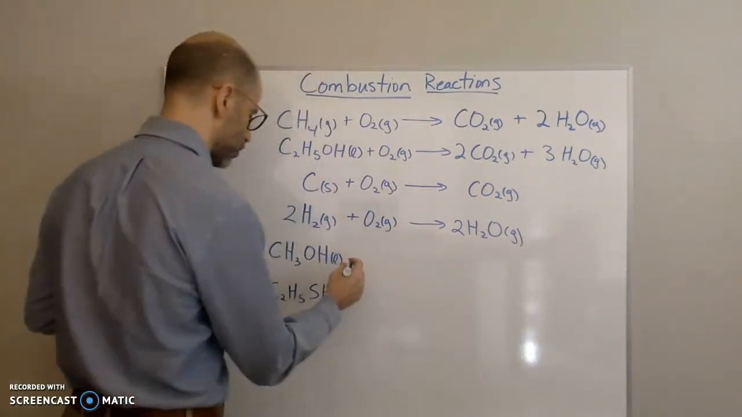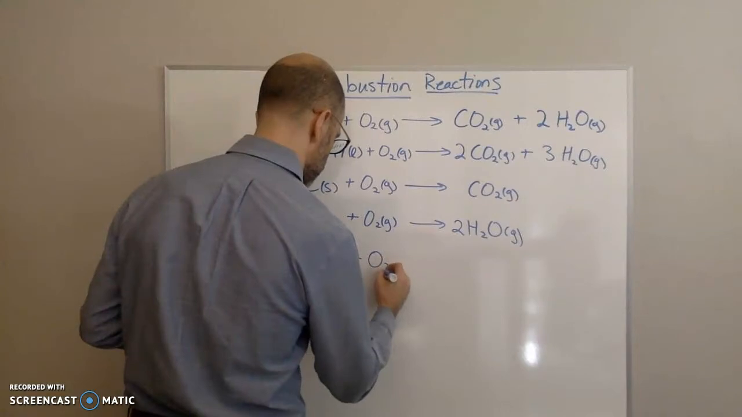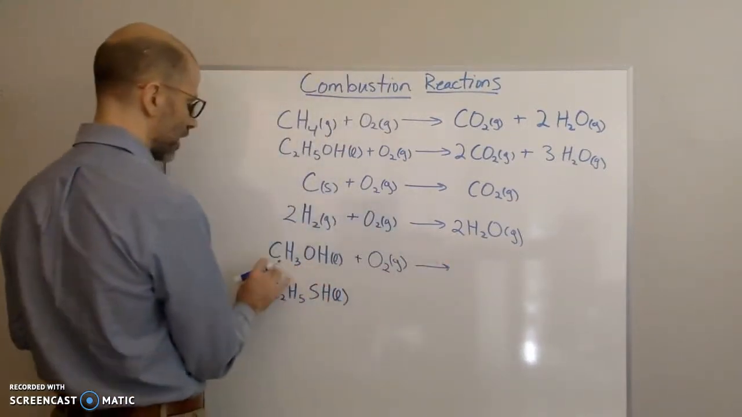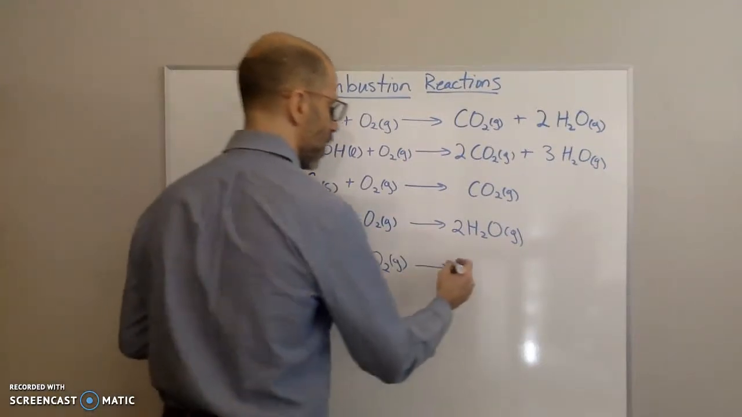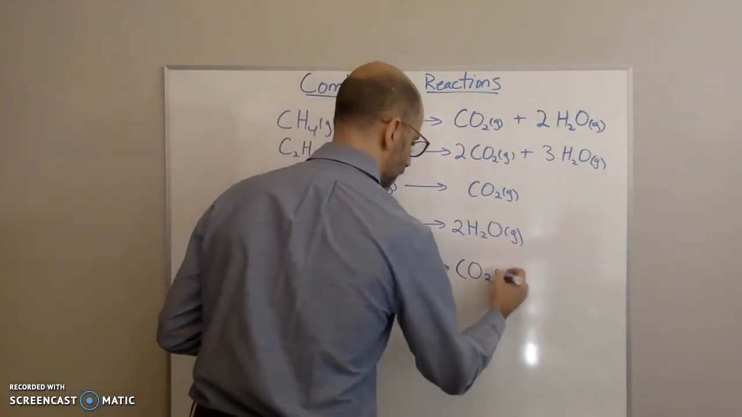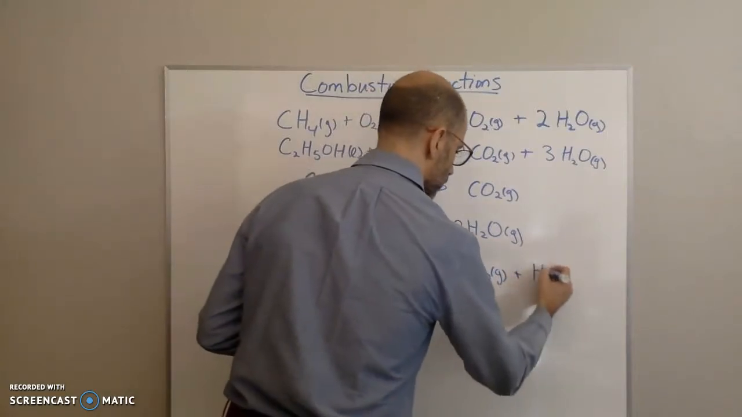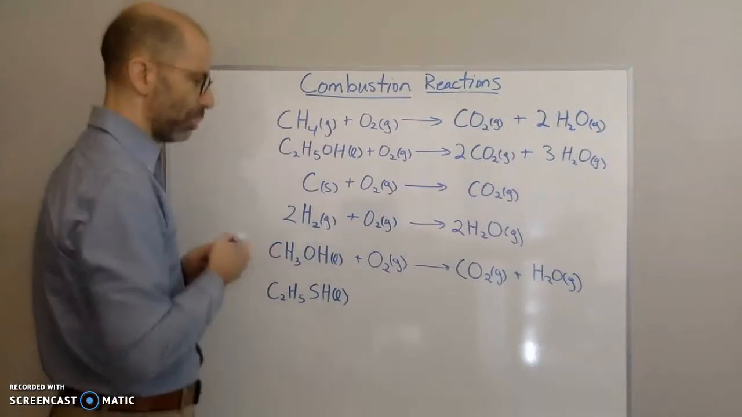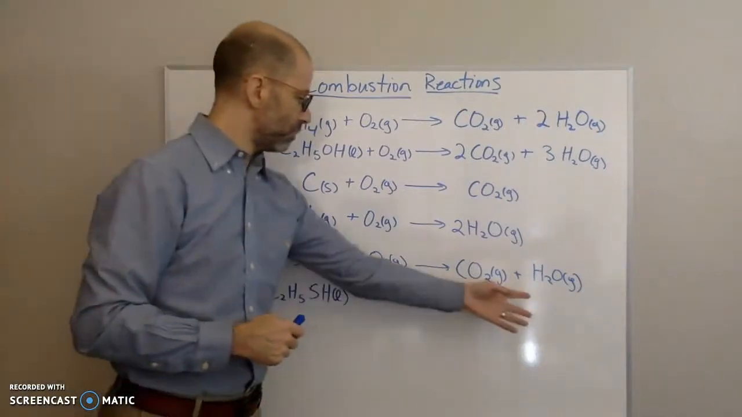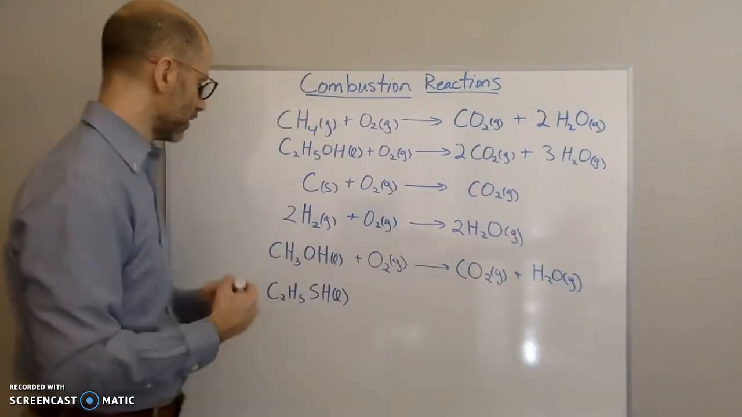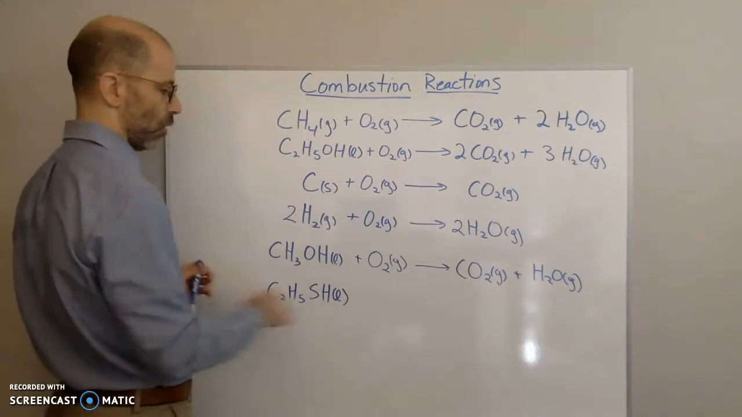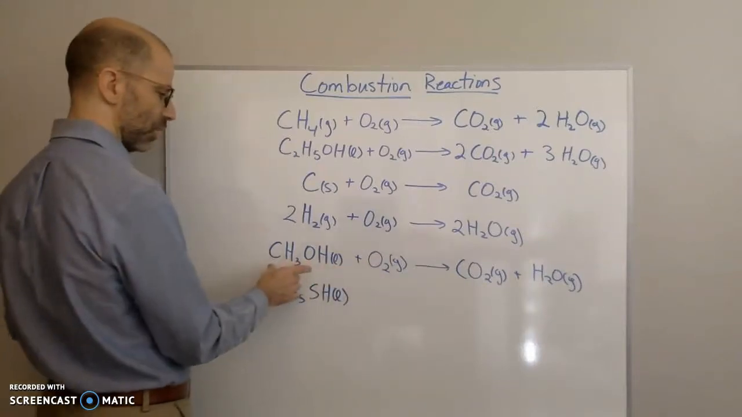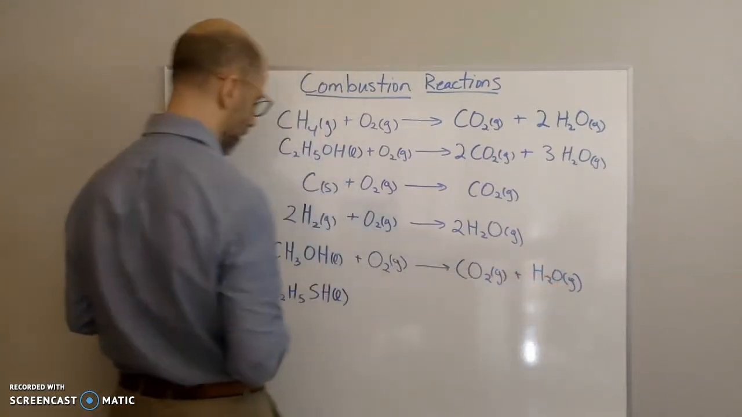So you want to write out the equation. It's going to react with oxygen, O2, because it's a combustion reaction, and it's going to produce carbon dioxide gas plus water gas, or water vapor. So now you have your equation with the products and reactants. Now all you need to do is balance. You leave the pure element for later, and you balance the elements in the compounds first.